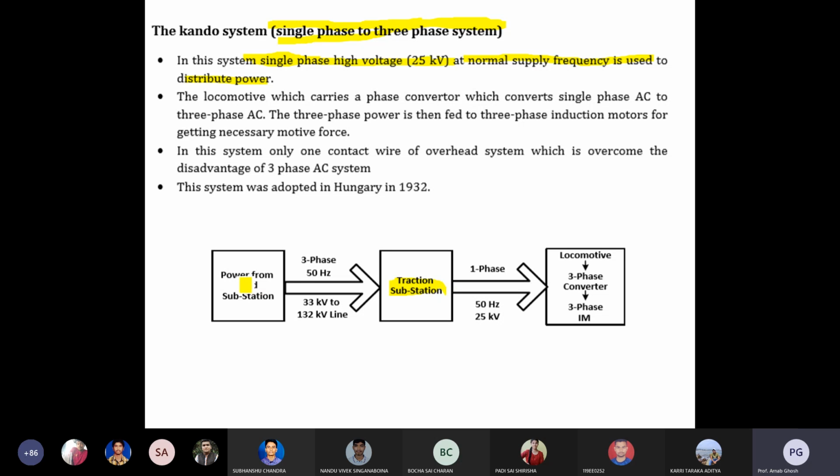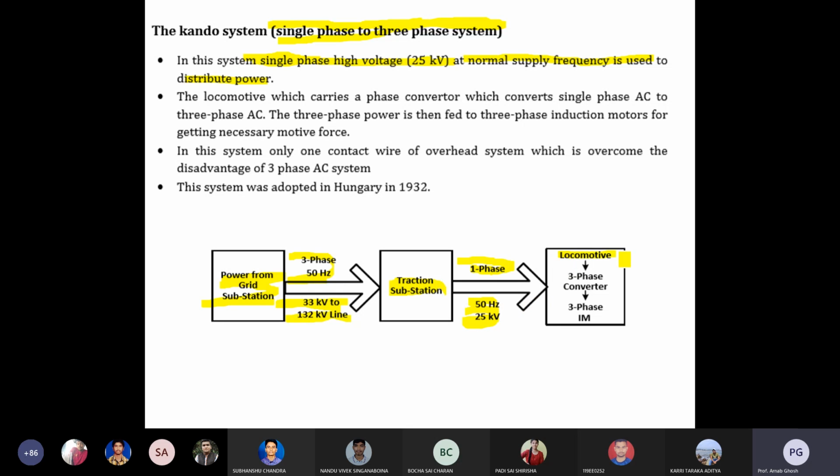First we have power from the grid substation, three phase 50 hertz, 33 kV, then the traction substation. We are converting it into two phase. It is written single phase, but single phase is given for each individual line. Suppose for the up line you give one phase, and for the down line you give another phase. So 50 hertz, 25 kilovolt.